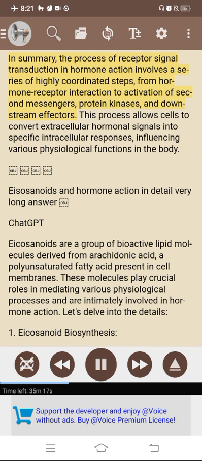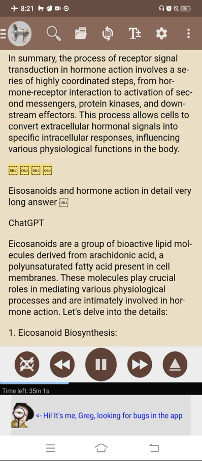In summary, the process of receptor signal transduction in hormone action involves a series of highly coordinated steps, from hormone receptor interaction to activation of second messengers, protein kinases, and downstream effectors. This process allows cells to convert extracellular hormonal signals into specific intracellular responses, influencing various physiological functions in the body.